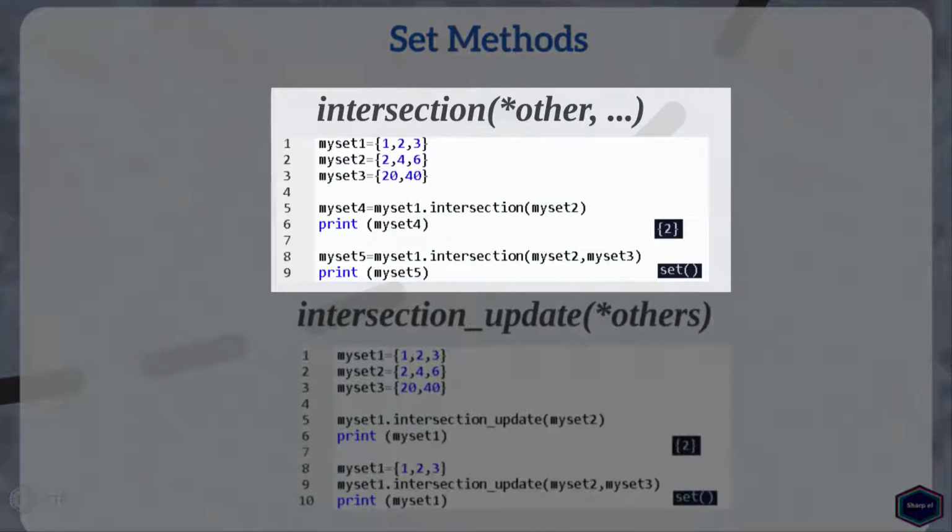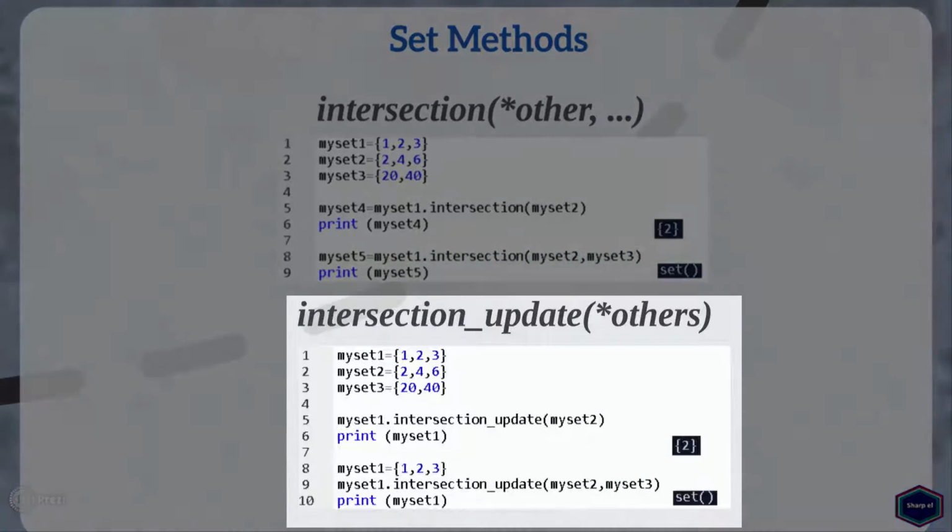The intersection method takes one or more sets as arguments and returns a set which consists of elements which are in the original set but also in the argument sets. In this example, I call the intersection method with myset2 as argument, and it returns a set which contains elements which are in myset1 and in myset2. In my next example, I call the intersection method with myset2 and myset3 as arguments, and the intersection method returns an empty set. The intersection update method is very similar to the intersection method, but it modifies the original set.